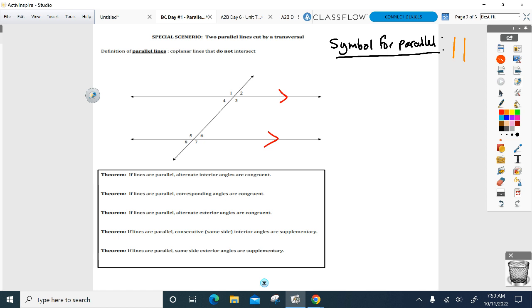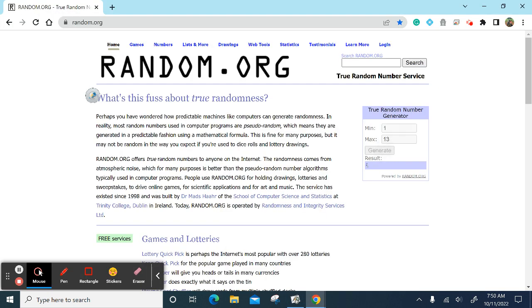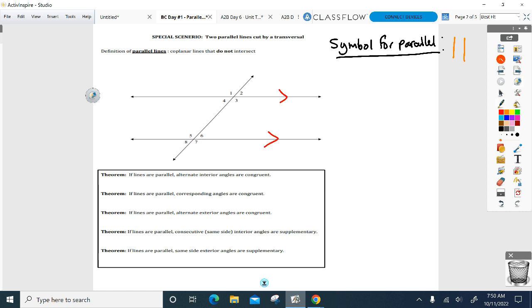Magic happens now. If the lines are parallel, first name me 2 alternate interior angles on my new diagram here. 4 and 6. Okay, everyone. So 4 and 6, if the lines are parallel, any alternate interior angles, like 4 and 6, will be congruent to each other. Any alternate interior angles will be congruent.